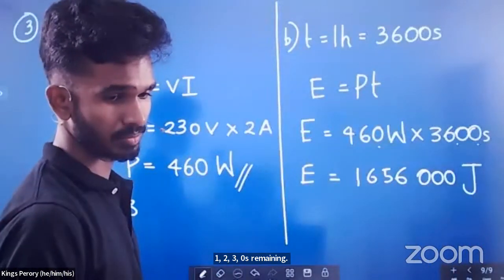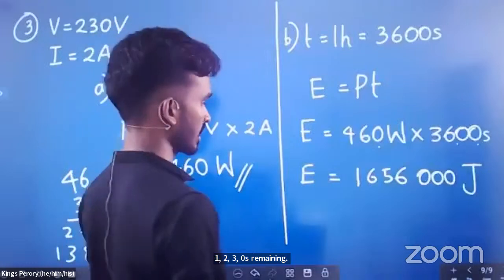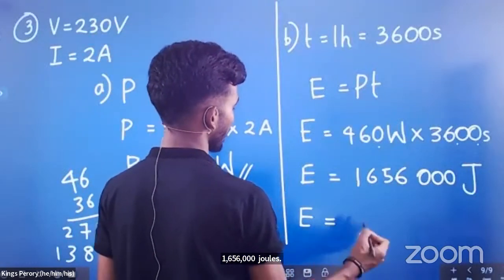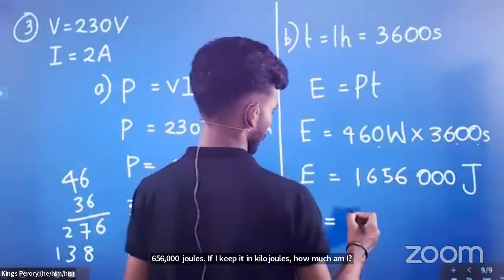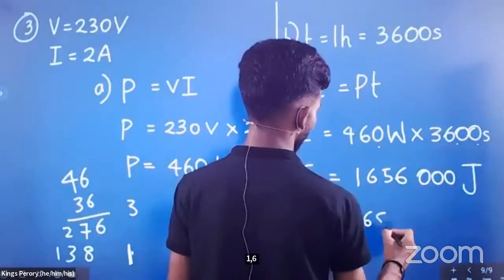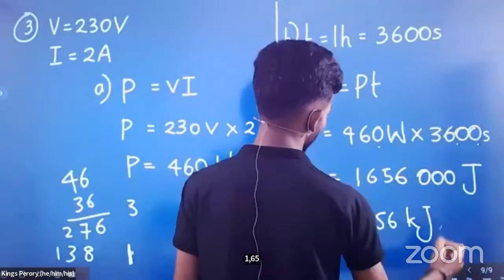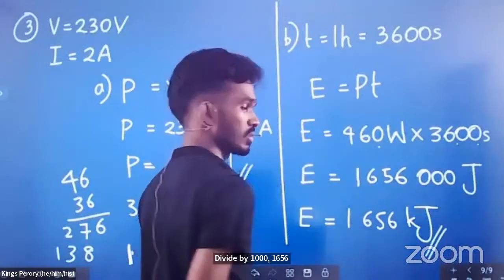1,656,000 joules. If I keep it in kilojoules, how much am I? 1,656 kilojoules. Divide by 1,000. 1,656 kilojoules. Big values, you can keep it in kilojoules. So it's easy.